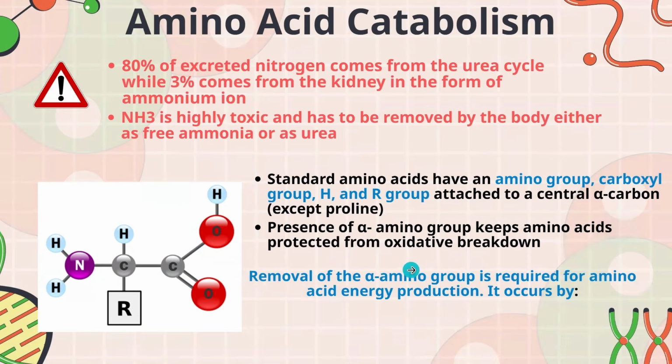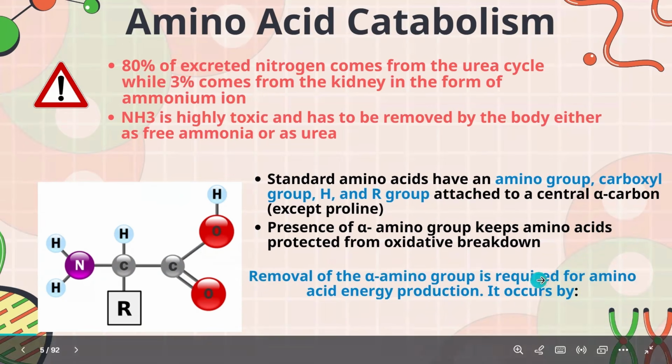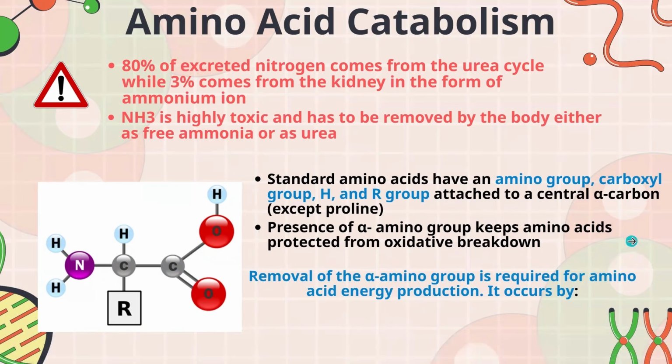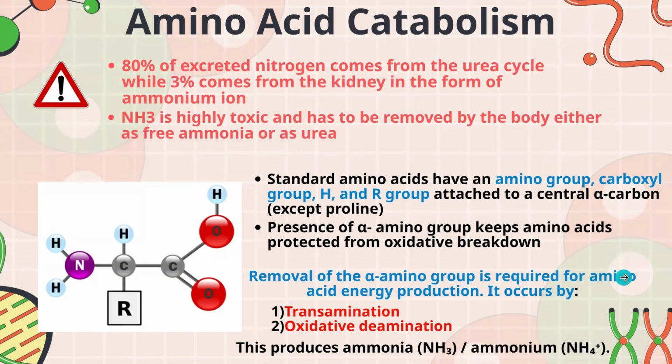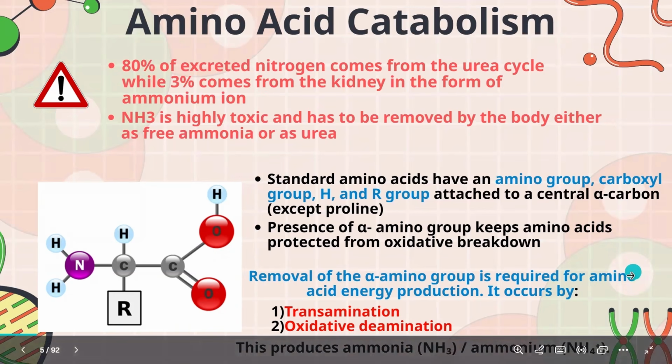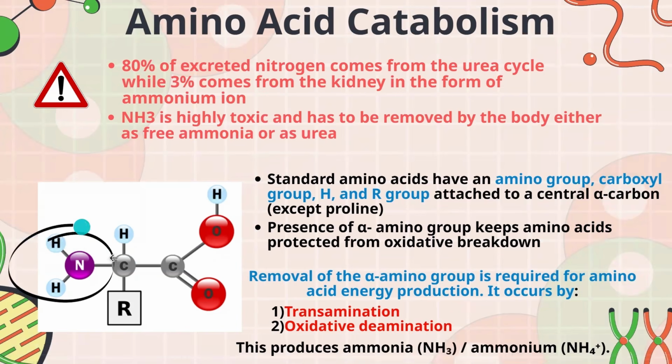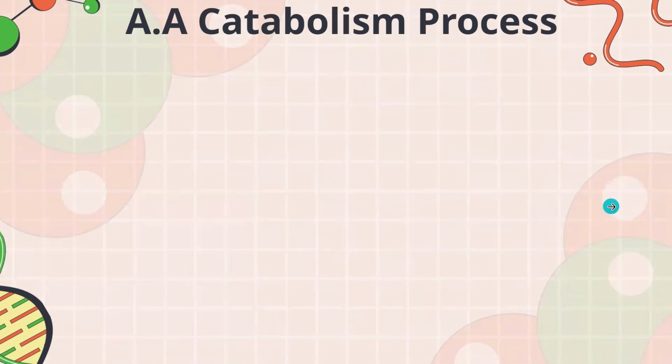So the removal of the alpha amino group is required for amino acid energy production and other things we're going to talk about. This is done by two main important steps of this lecture that I wanted to focus on: transamination and oxidative deamination. I just want you guys to recognize these two because we're going to talk about them in depth. And finally, as we said, this produces ammonia or ammonium. It doesn't matter, both are the same form, but just recognize both. This is basically the main topic of the lecture: the amino acid catabolism process.